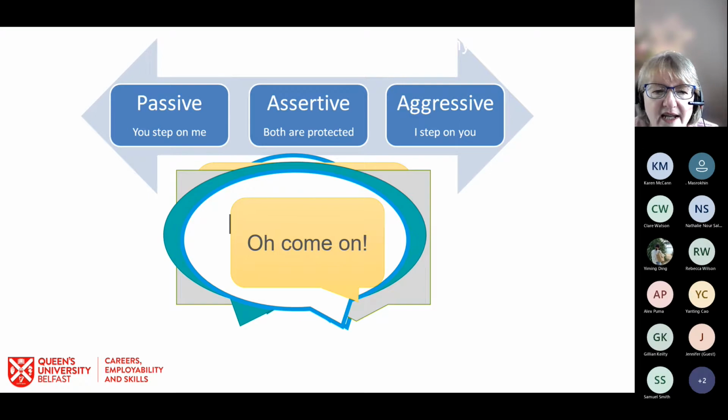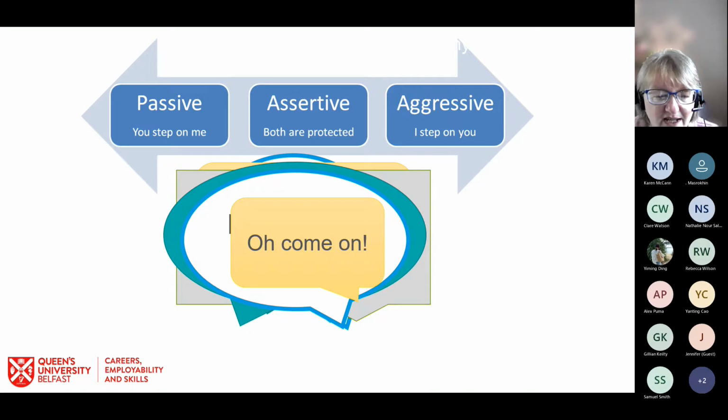I feel strongly about this issue. Again, passive, assertive, or aggressive? Assertive, thank you. You would say that, wouldn't you? Passive, assertive, or aggressive? How does that sound to you? Is that passive, assertive, or aggressive?